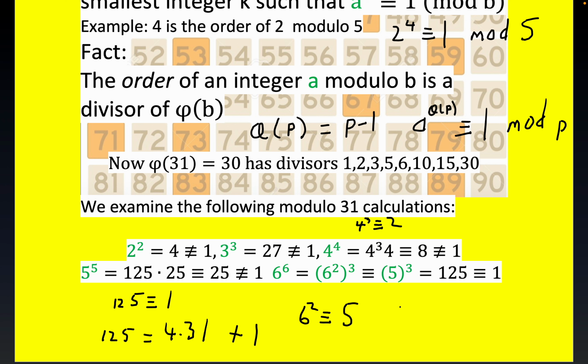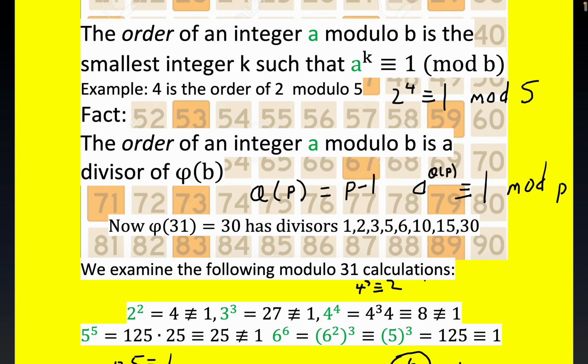And so what we've learned right here is that 6 to the 6th is congruent to 1. And it's in the form we're looking for. And so that is our answer. 6 to the 6 is our answer because it's in the form a raised to the a power. Okay. So again, a nice problem, I thought, just to use some facts.